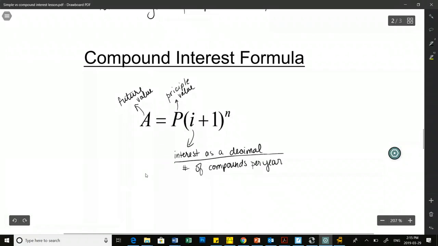Same idea with N. N yesterday was just equal to the number of years because we didn't deal with various compounding periods. But today we are going to deal with various ones. So N is going to be the number of compounds per year times the number of years. The number of compounds per year in the I and the N will be the same.